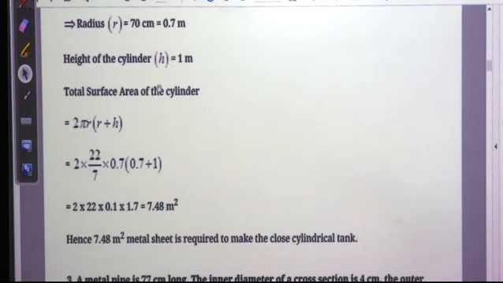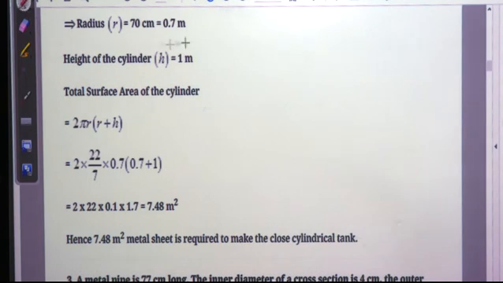Proceeding further, total surface area of the cylinder is 2 pi r in bracket r plus h. 2 into 22 upon 7 into 0.7 in bracket 0.7 plus 1. Here you can see 0.7 plus 1, it is not 0.8, it is 1.7. Why is it 1.7? Because this is 1, not 0.1, and this is 0.7, hence it is 1.7. So, 2 into 22 into 1 into 1.7 comes to 7.48 meters square.